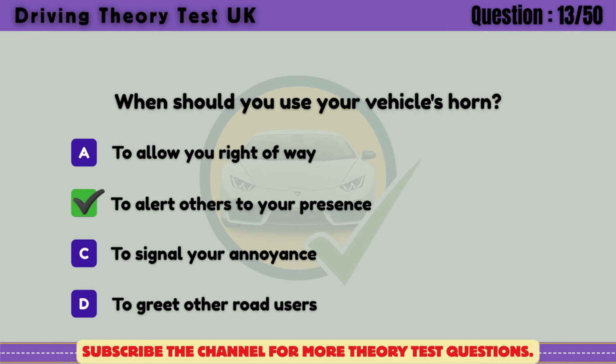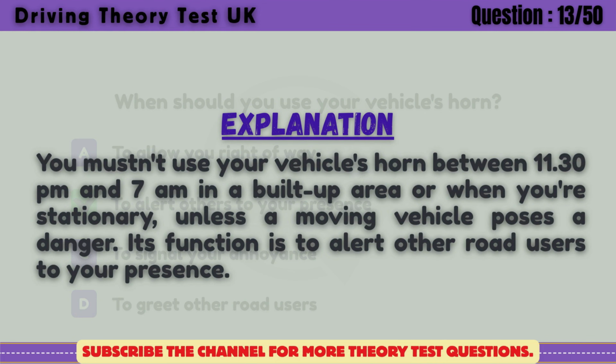Answer is B. To alert others to your presence. You mustn't use your vehicle's horn between 11:30 p.m. and 7 a.m. in a built-up area or when you're stationary, unless a moving vehicle poses a danger. Its function is to alert other road users to your presence.